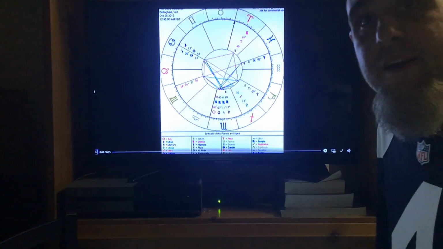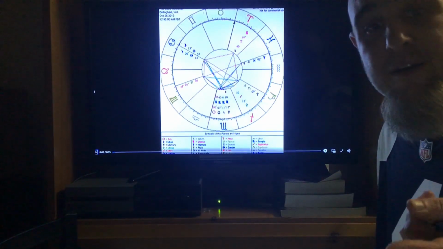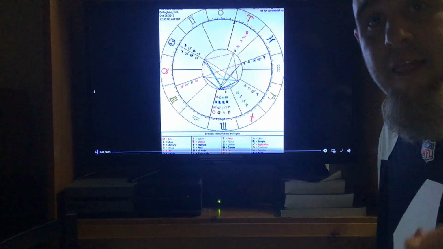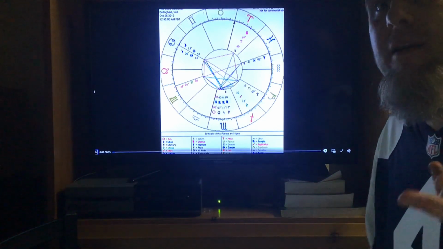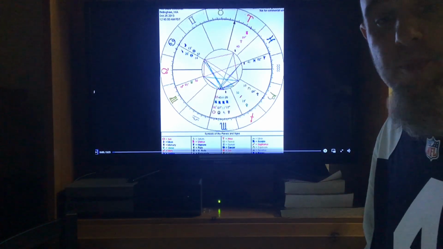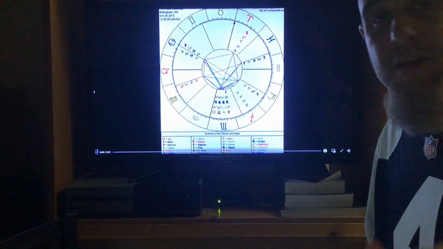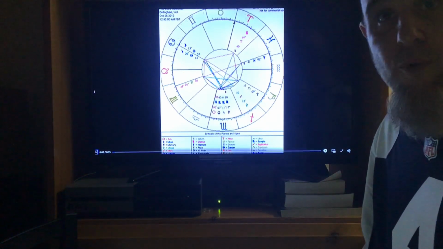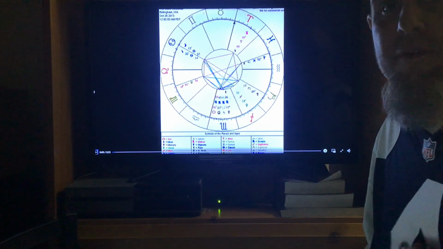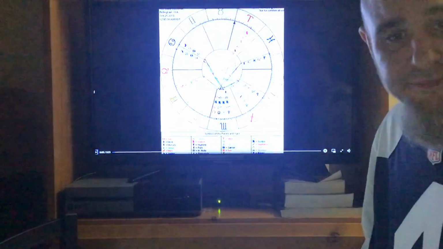So the first thing you're going to need is your birthday. You're going to need to know the place you were born and the time you were born at. If you don't have the time you were born, just put in noon. If you know you were born in the early morning, put like 3 or 4. If you know it was the evening, put like 7 or 8.